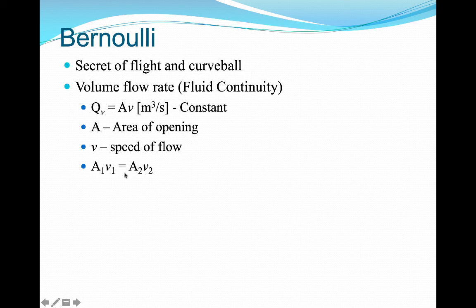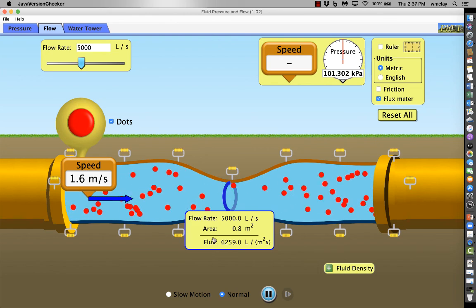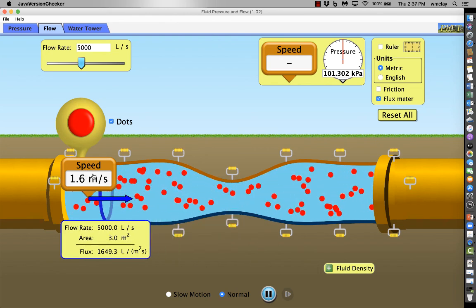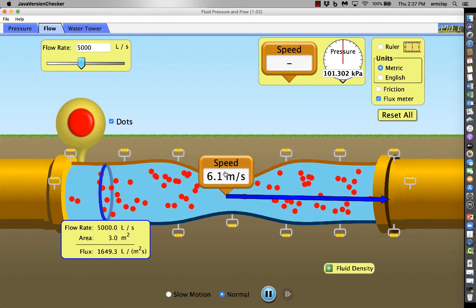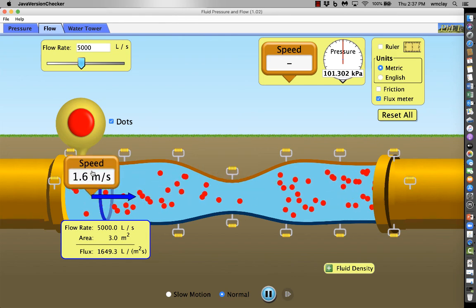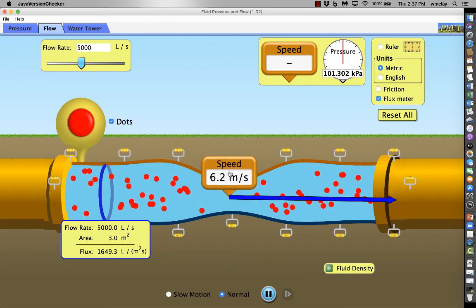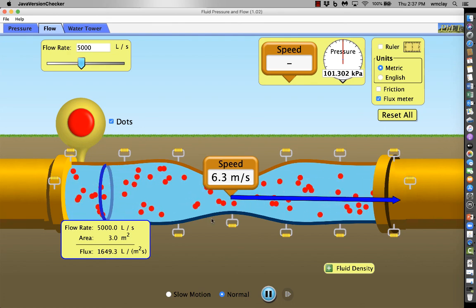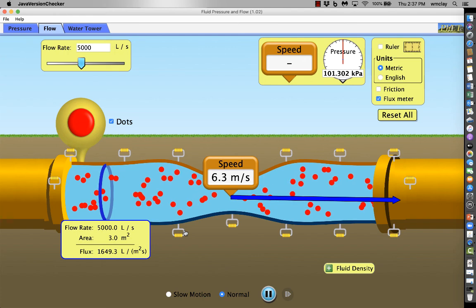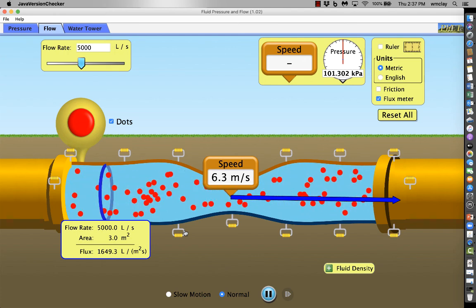So what happens when I do change things like area? Well, again, as we saw, changing the area did not change the volume flow rate. But what it does change is now the velocity. So now the velocity has increased. So here, from about 1.6 meters per second to now something as high as about 6.3 meters per second. So that should make sense. That means if volume flow rate is constant, area and velocity must be inversely proportional to each other.